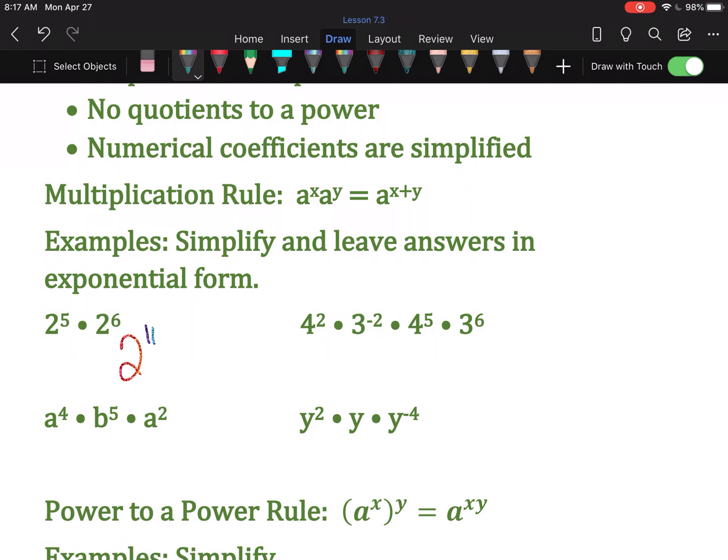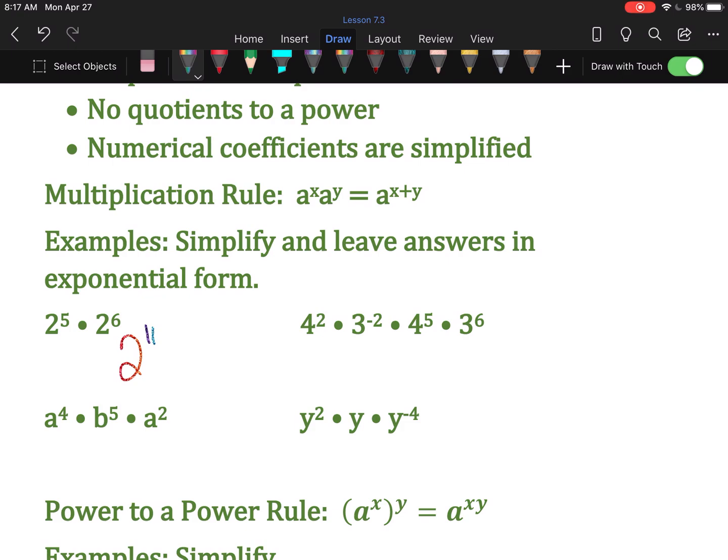In the next example, I have multiple terms. I've got 4s and 3s. So I do need to tackle them separately. So let's do them in order. 3's first, because 3 is smaller than 4. 3 to the negative 2nd and 3 to the 6th. Okay. Part of you may be saying, hey, that negative 2, that's a problem. We've got to take care of that. Yes and no. We will take care of it, but I want to combine my bases first. If I don't have a negative exponent after I do that, I'm going to save myself some effort.